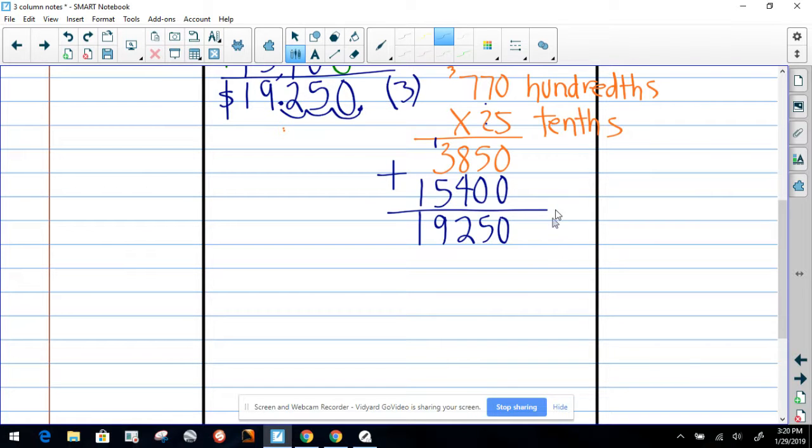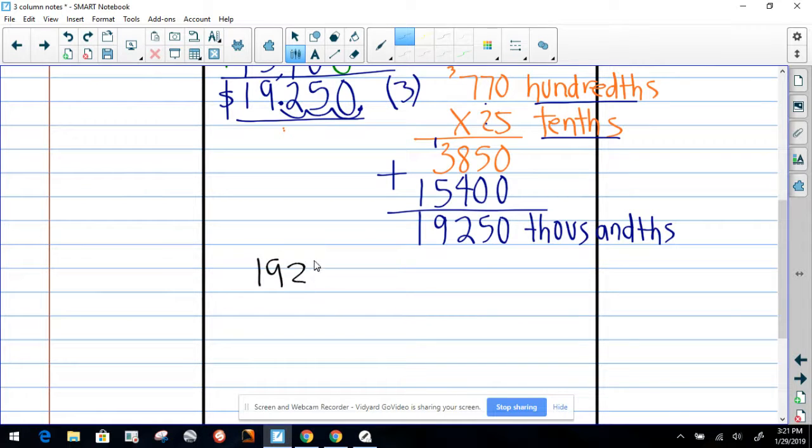Now, these are called 100 times tenths equals 1,000. And as you can see, it's similar to what we have here, right? So now we're going to write this as a fraction. So 19,250 divided by 1,000, which is this part right here.